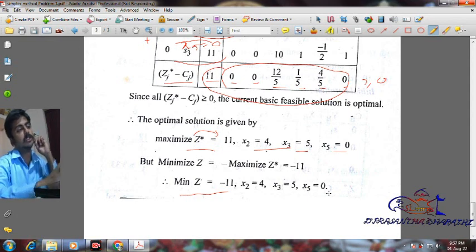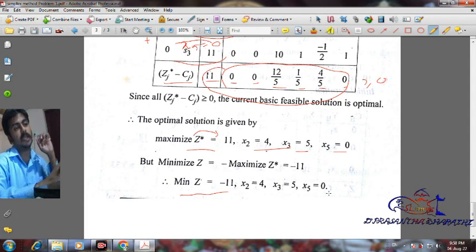So this is our solution. I hope you will definitely work out this problem and you will definitely understand how this problem gives a solution using the simplex method.